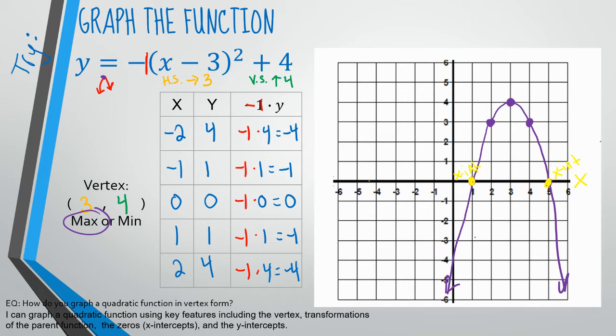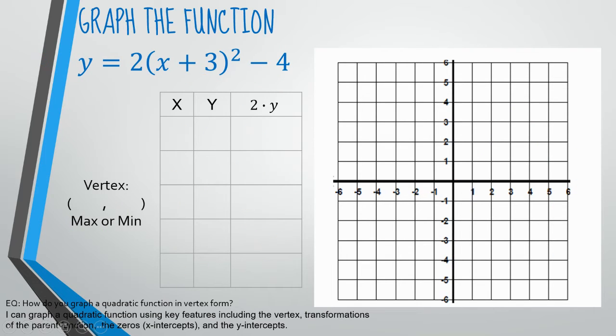All right, now we're going to go ahead and put everything all together. So what that means is we're going to have a number in front. We're going to have an H. We're going to have a K. We're going to go ahead and do all of our stuff all in one problem.